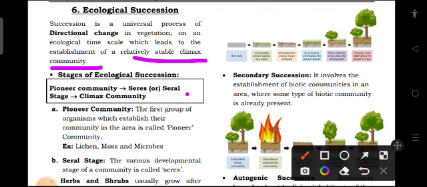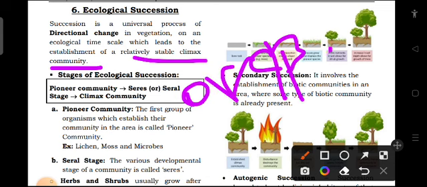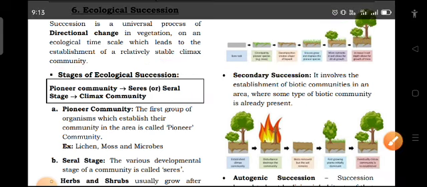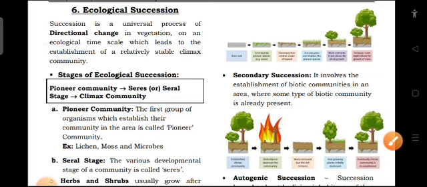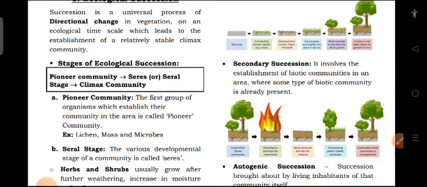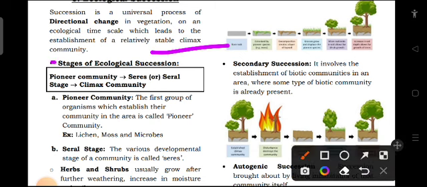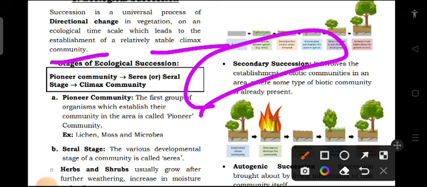For example, we have a seed. It further becomes a plant. Then it will grow into a smaller tree. Then it will further grow into a bigger tree. So this is ecological succession. It's a kind of directional change over the ecological time scale, which will lead to establishment of a relatively stable climax community. Then we will have many more trees and it will become a forest. So this is called succession.